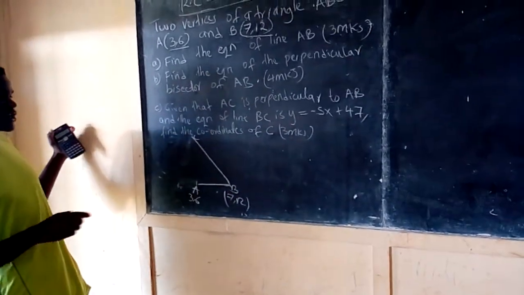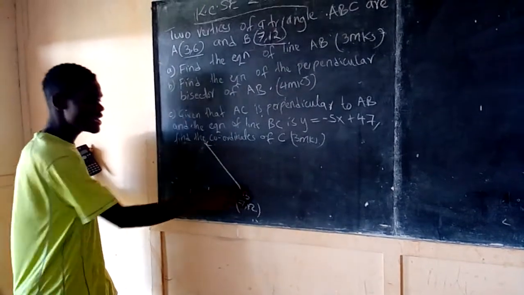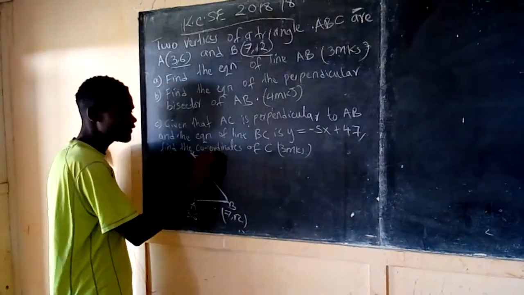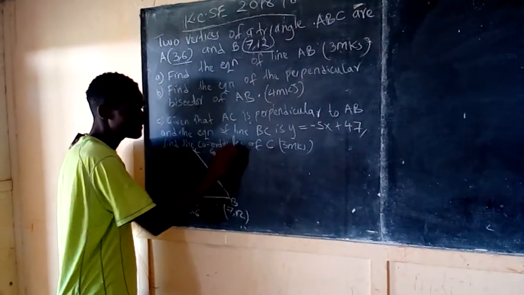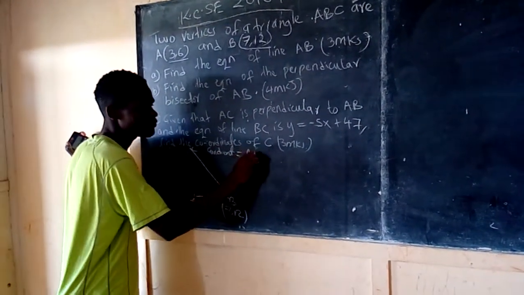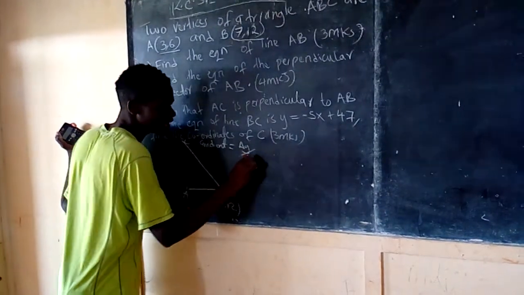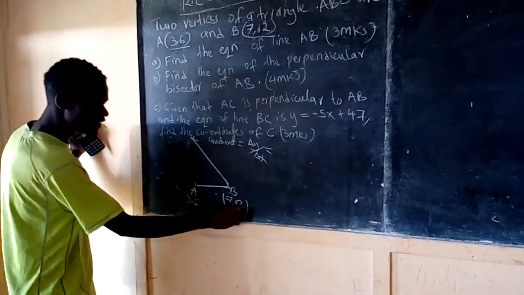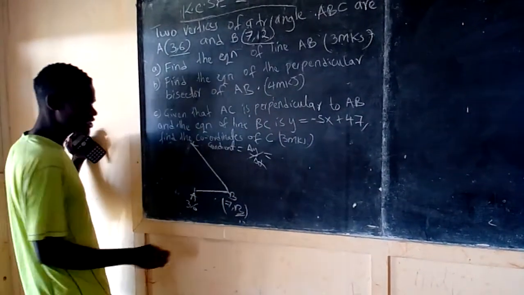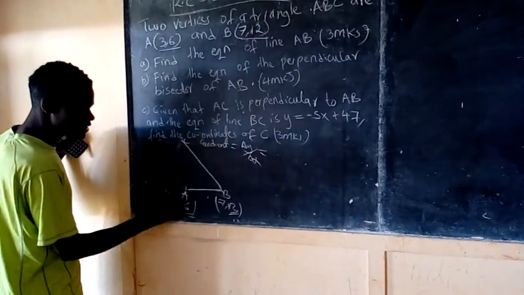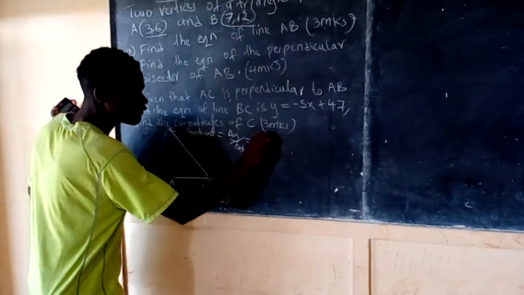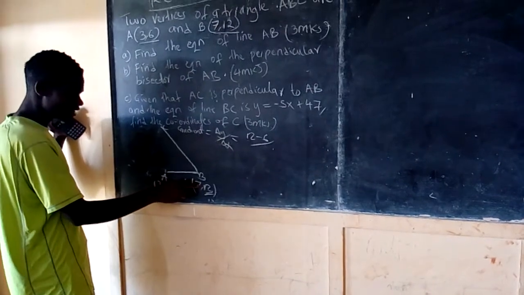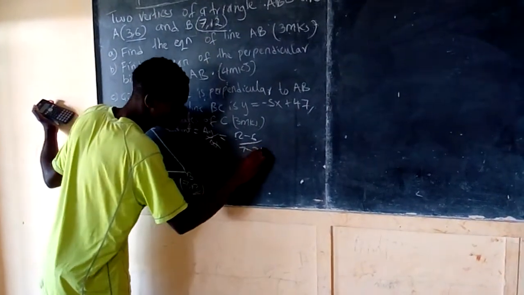Now, the first thing we need to do is find the equation of line AB. First we need to find the gradient. To find the equation, we find the gradient, and the gradient is equal to change in y over change in x. The change in y is the final y at point B, that is 12, minus the initial y, which is 6. So we have 12 minus 6 over change in x, which is 7 minus 3.